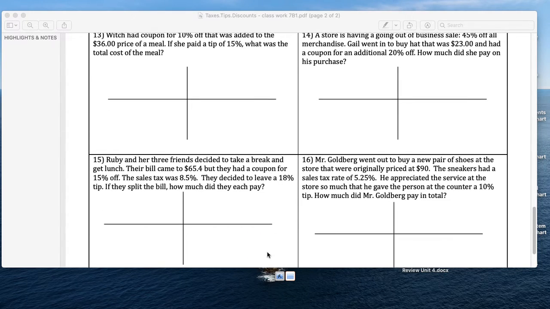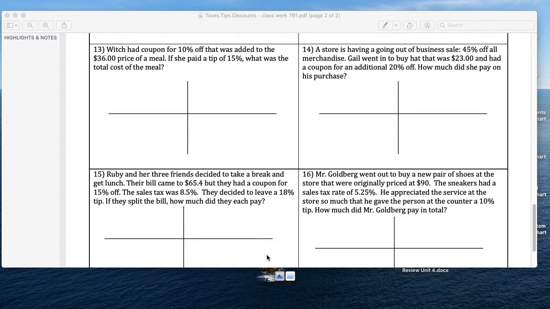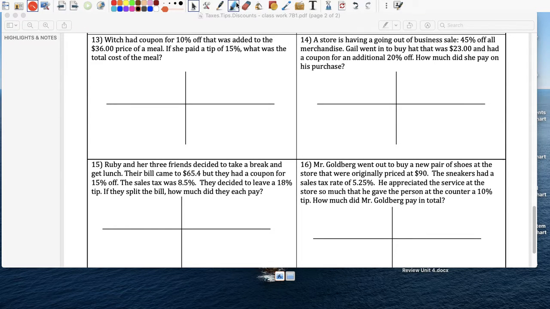Okay, 14, 13, 14. Wow, okay. I need to bring this a little bit lower. Which had a coupon. Okay, so this question makes absolutely no sense.